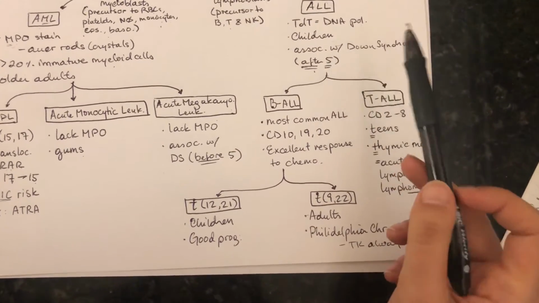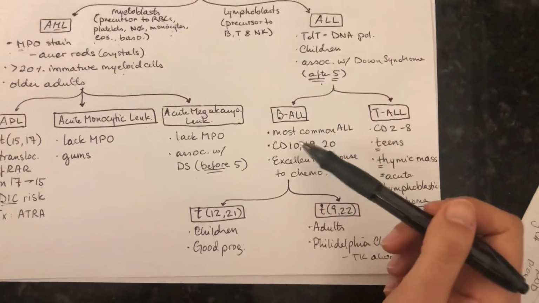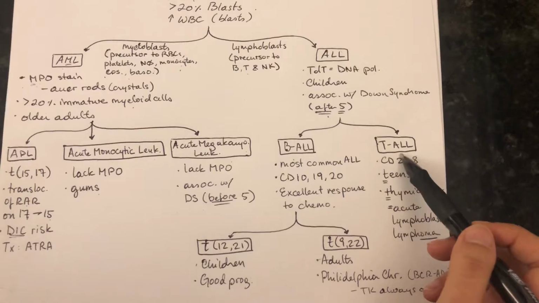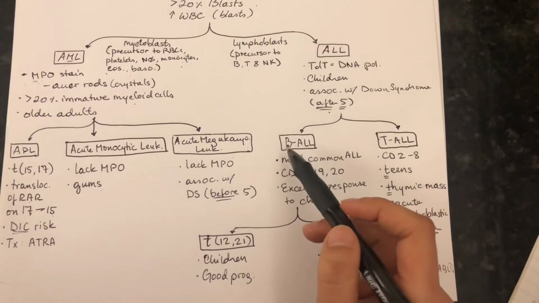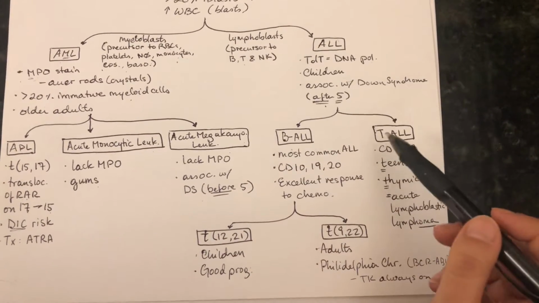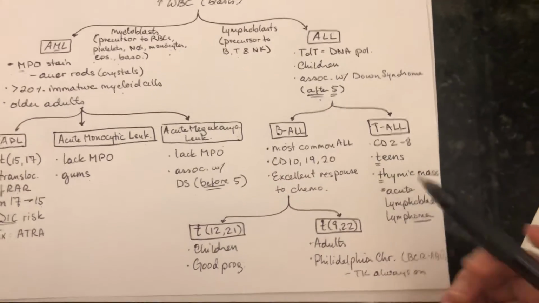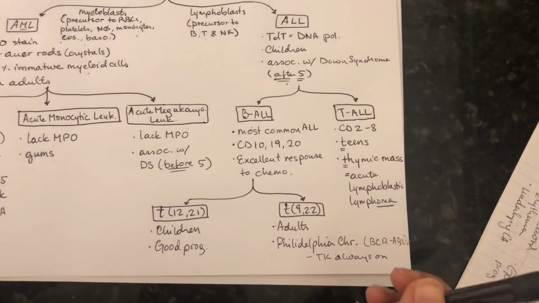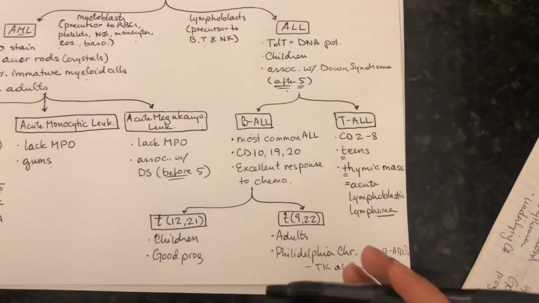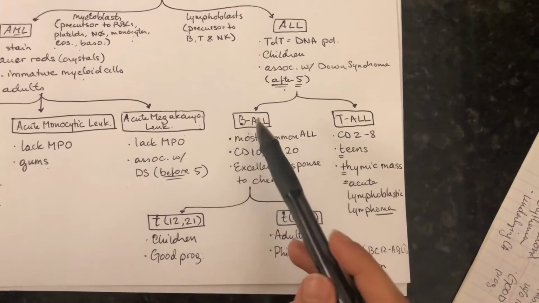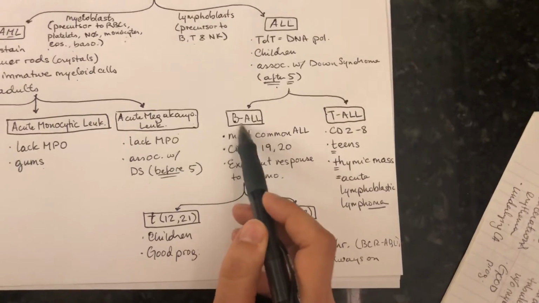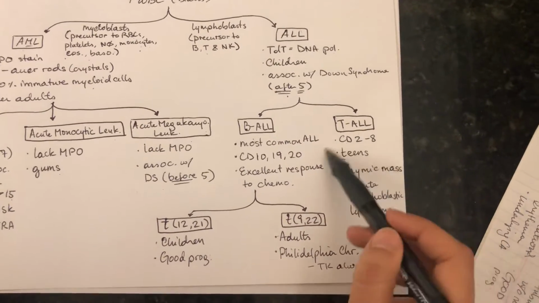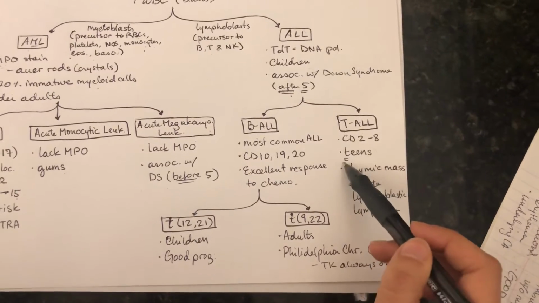And then ALL has 2 categories of its own. It has B-ALL and T-ALL, so immature B lymphocytes and immature T lymphocytes. B-ALL is associated with children and adults. So babies and adults, so you can think B for babies. And then T-ALL is associated with teenagers, so T for teen.